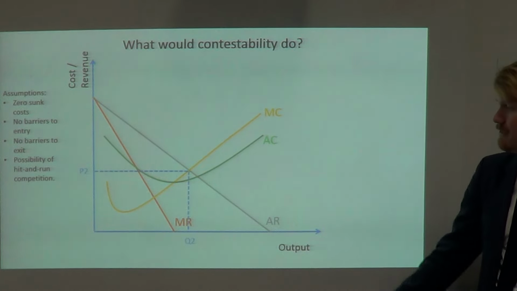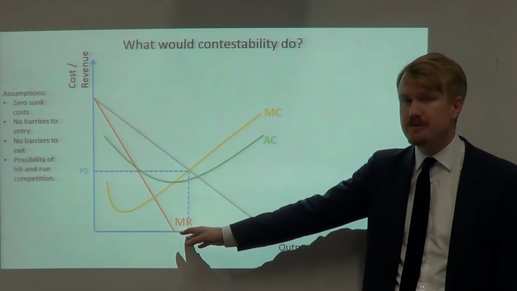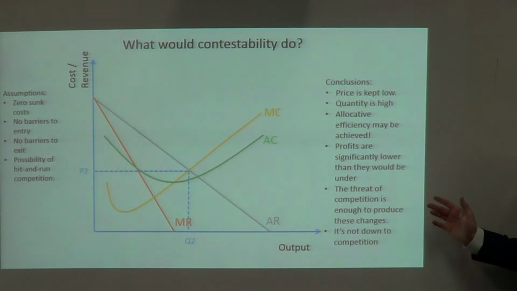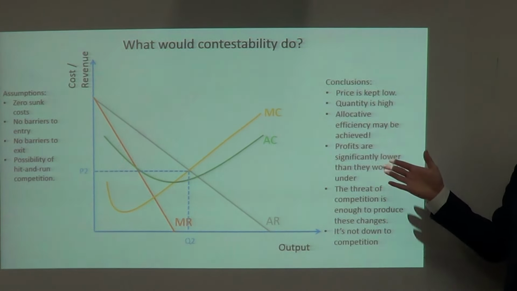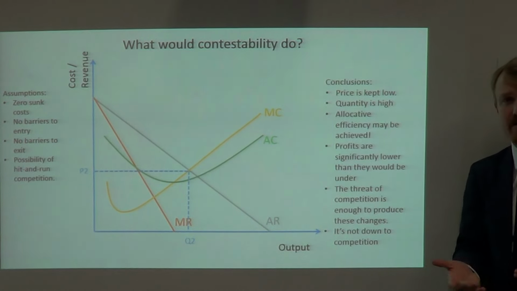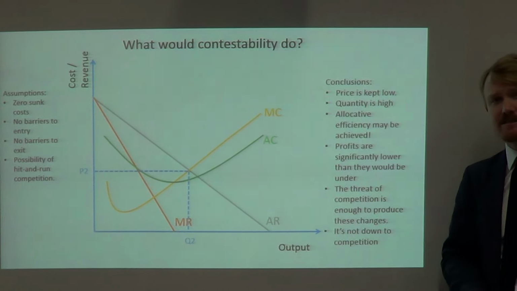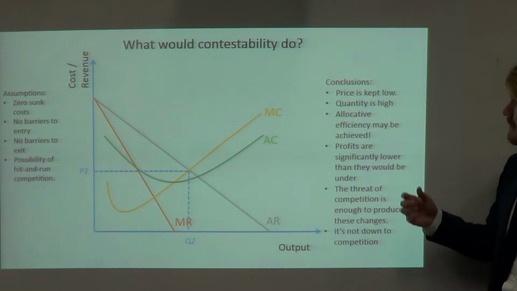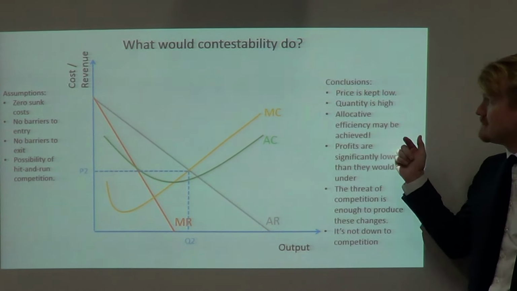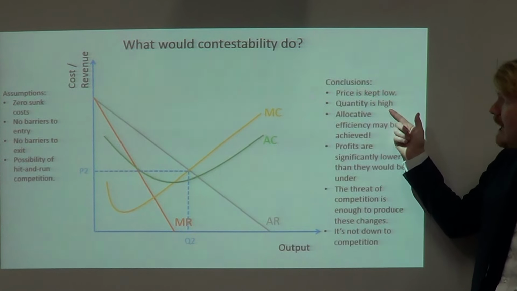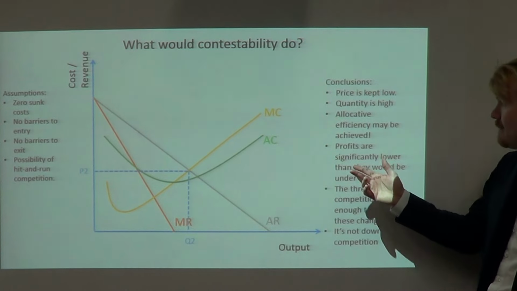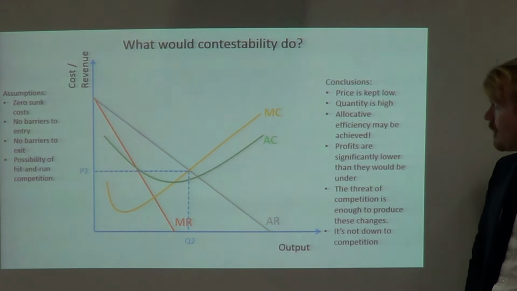So what you could do here, and also at Q2, is to say that the quantity is higher as well. So if you really wanted to argue it, you could say that the conclusion in this case is not to do with the amount of competition. If it's a contestable market, it's only to do with the threat of competition. And you could say that the threat of competition will keep prices low. It will keep quantity higher than it would have been. It will make it allocatively efficient, maybe. It will mean that profits are significantly lower than they would be.